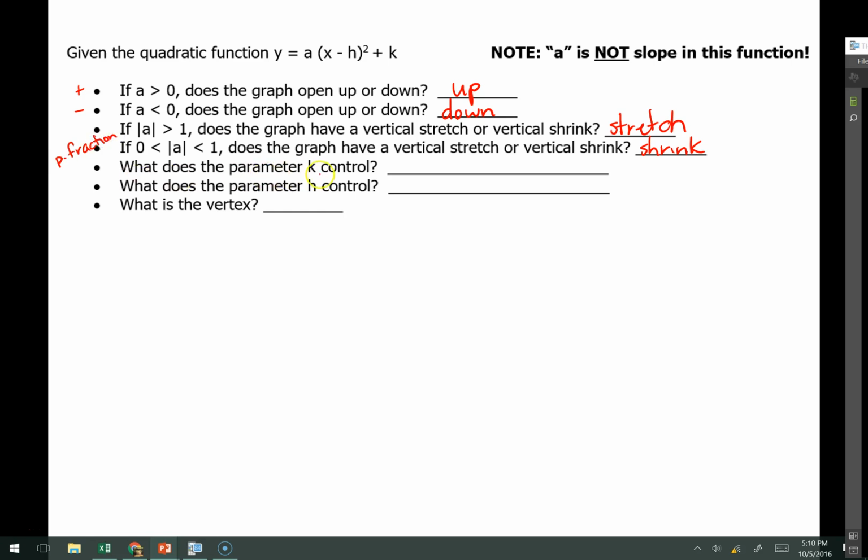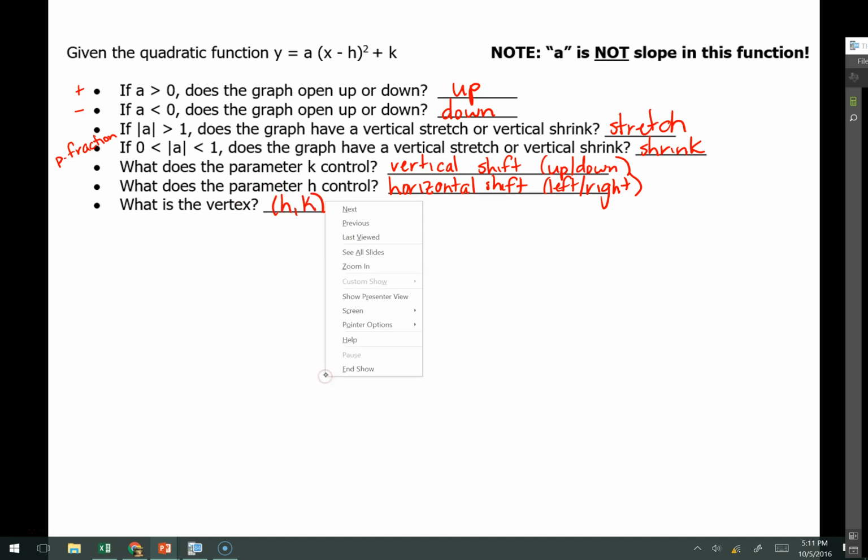And the parameter k is going to control the vertical shifting. Remember, that's the up-down movement. The parameter h is going to control the horizontal shifting, which remember is left and right. And finally, the vertex is going to be (h, k), just like before.